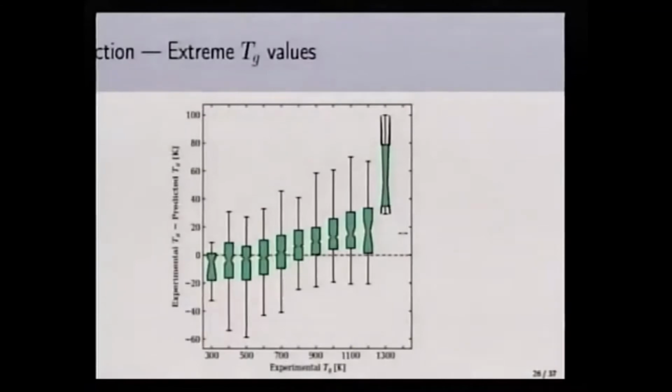We are not predicting the extreme values of TG quite well. This is a problem. Remember that we had very few examples with high TG, so this is something that we need to think about. And actually, in a new paper, we tackled this problem. I will talk a little bit later about this, but this was a problem in the first paper.